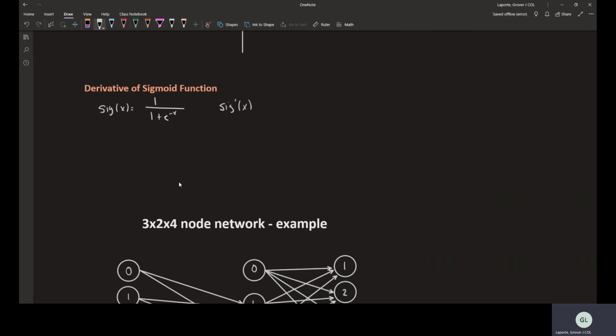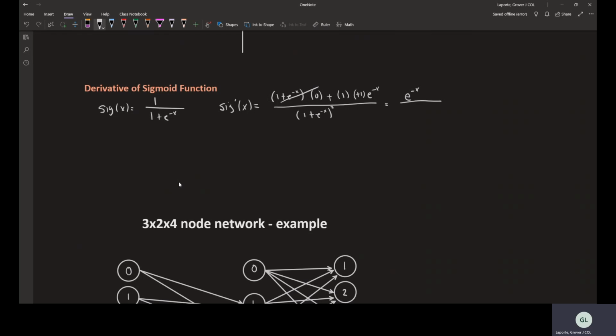And I'm just going to use the quotient rule. So low d high minus, so low, 1 plus e to the negative x, d high, which is 0, minus high, d low, so that's a negative 1 e to the negative x, over low squared, 1 plus e to the negative x squared. And let's rewrite that. Let's do some simplifications. We know that goes to 0. This minus and negative terms plus a positive, and we're just left with e to the negative x.